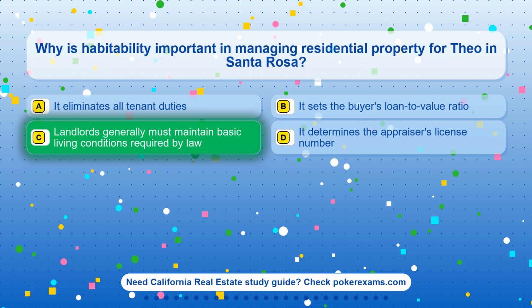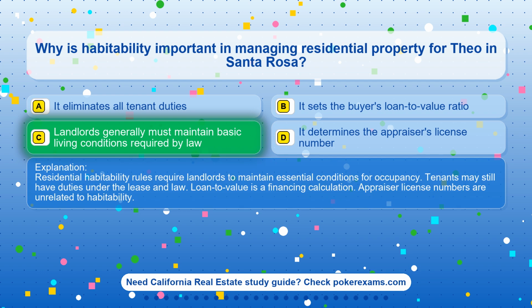The correct answer is option C. Landlords generally must maintain basic living conditions required by law. Residential habitability rules require landlords to maintain essential conditions for occupancy. Tenants may still have duties under the lease and law. Loan-to-value is a financing calculation. Appraiser license numbers are unrelated to habitability.